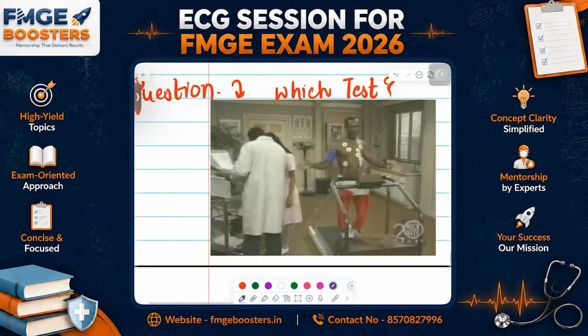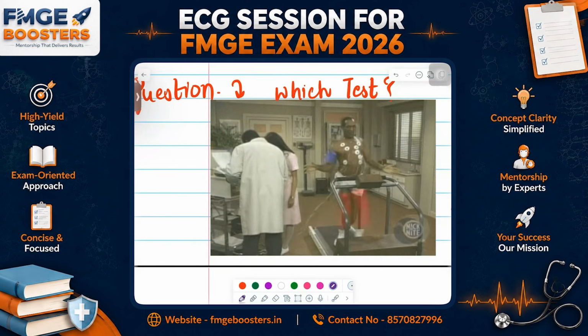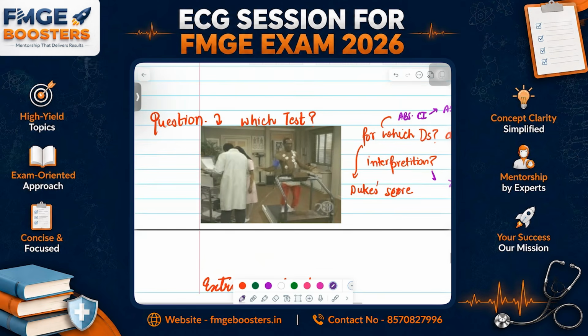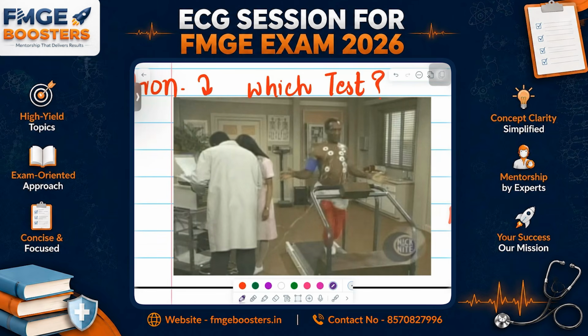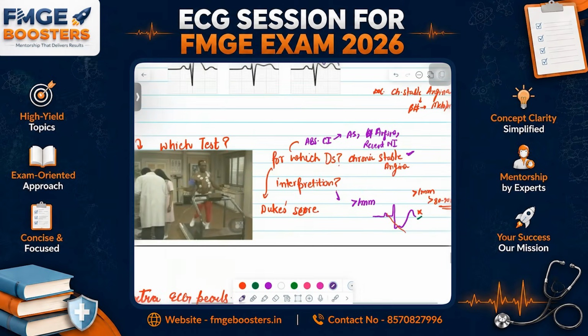What is this? Which test is this? Treadmill stress test. It is a treadmill test. It is used for stable or unstable angina. Stable. Yes, it is used for stable angina, because unstable करेंगे वो उधर ही चला जाएगा, right?